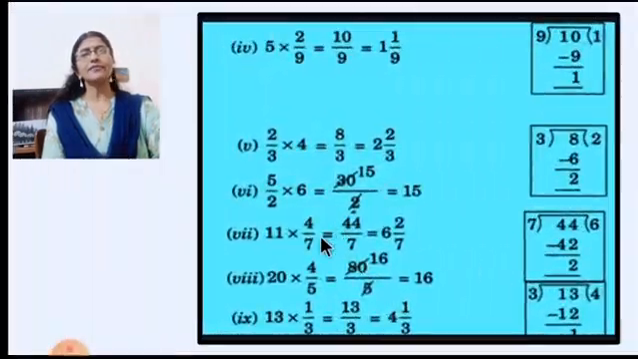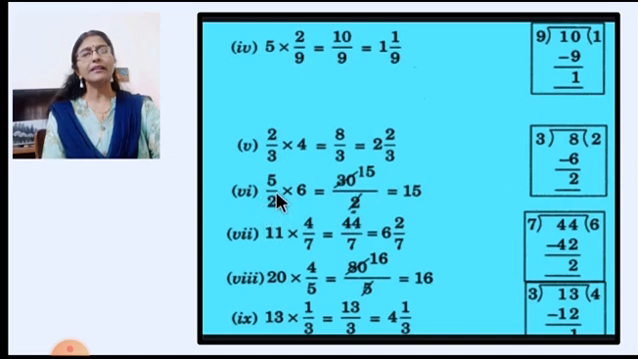Now see here, first one, 5 into 2 upon 9. Very easy. We have already learned 5 2s are 10 upon 9. So we will convert it into a mixed fraction. You can see here it is done: 1 upon 9. Same way, 2 upon 3 into 4. You will get 2 4s are 8 upon 3. And then you will convert it into a mixed fraction. This will be the whole number, this will be the numerator, and this divisor will be the denominator. So you will get 2 upon 3.